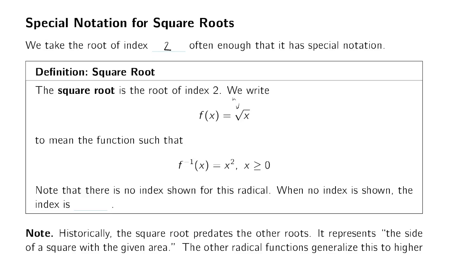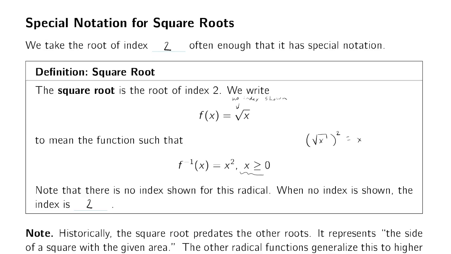Notice there's no index shown. That's the function such that its inverse is x squared with its domain restricted to non-negative numbers. So in other words, the square root of x is the non-negative number so that the square root of x squared is x. Again, we have no index shown in the radical. If there's no index shown, it's invisibly 2.